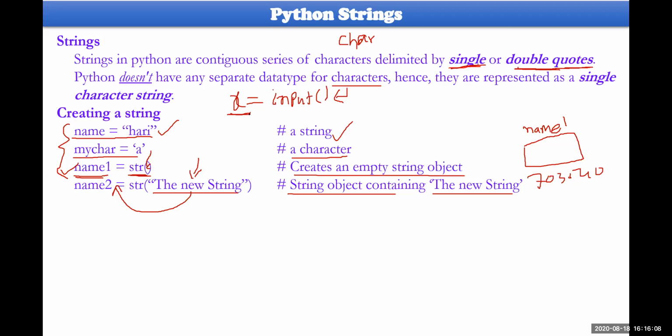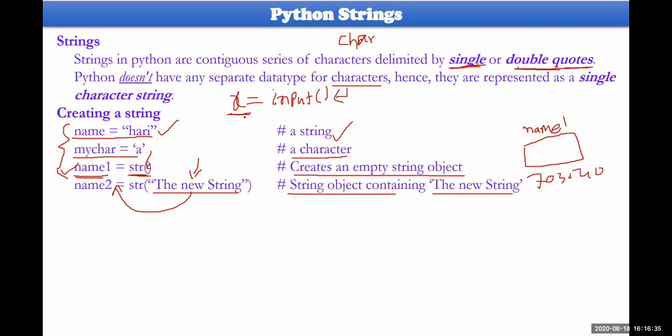Okay, in this way you are able to create a string. First one is directly assigning some value within double quotes as a string. Second thing is a single character assigned to some other variable. Third one is some other variable equal to str without any parameter. And fourth one will be name2, or any variable, equal to str of some parameter, whatever string you wanted to place over there.